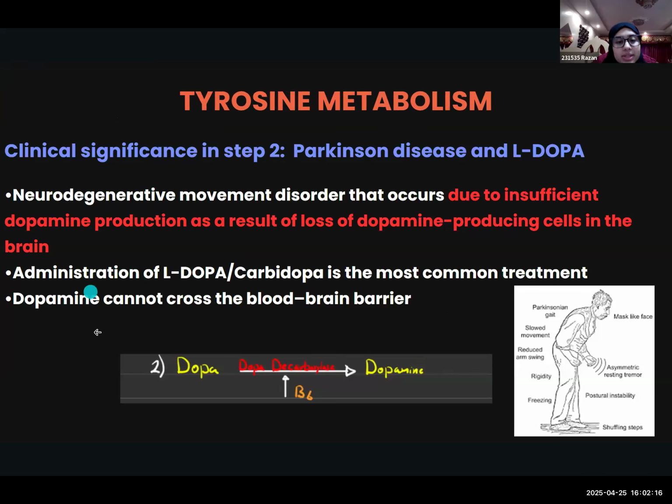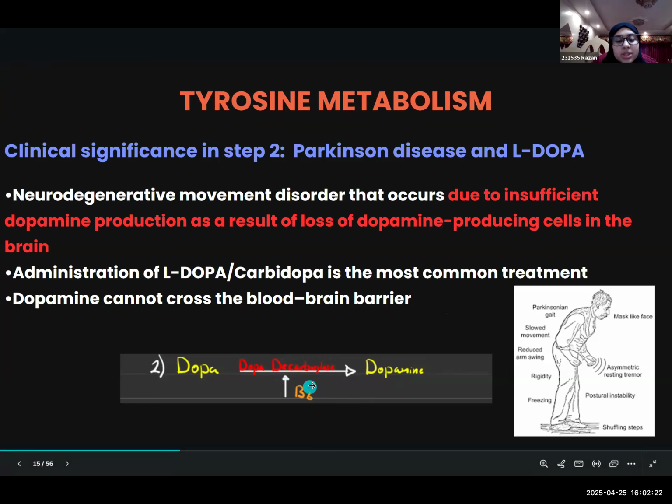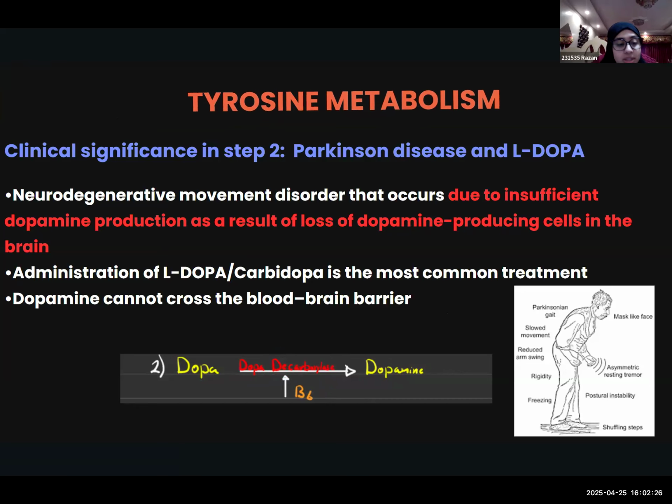Okay, so here in the second step, we have clinical significance. DOPA is converted into dopamine in the presence of DOPA decarboxylase. Here the clinical significance is Parkinson's disease.